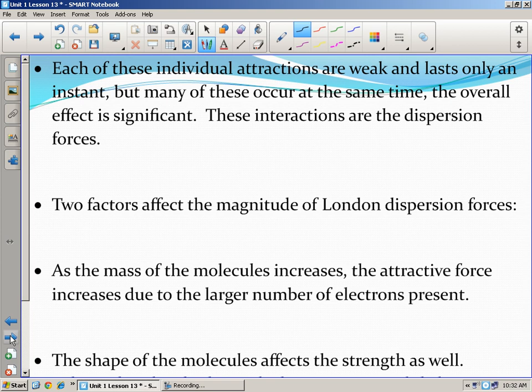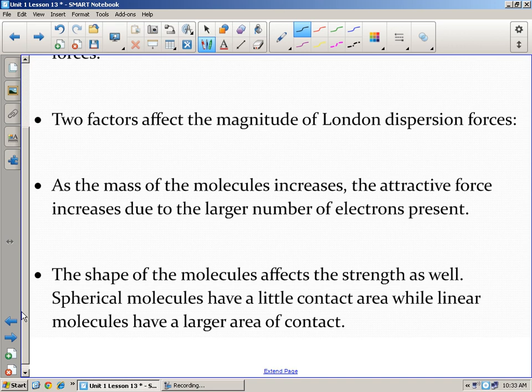Roughly? So, obviously, guys, London forces are quite weak, yes? They're temporary. They don't last very long. Depends on, you know, the electron goes around pretty darn fast. So they're on, they're off, they're on, they're off. They're temporary. But you get a lot of them, and they can have a significant effect, all right? There are two main things that affect London forces. And those two factors you need to know absolutely.